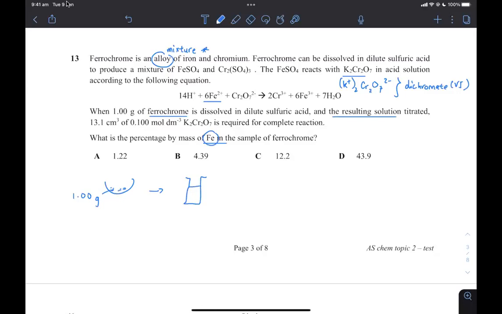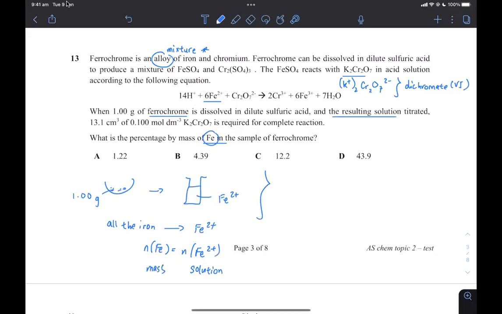And what else here? This is iron 2+. So we can see that all of this goes into here. So all the iron becomes iron 2+. So the mole of the iron is the same as the mole of the iron 2+. This is solution, whereas on the left-hand side, that is mass.